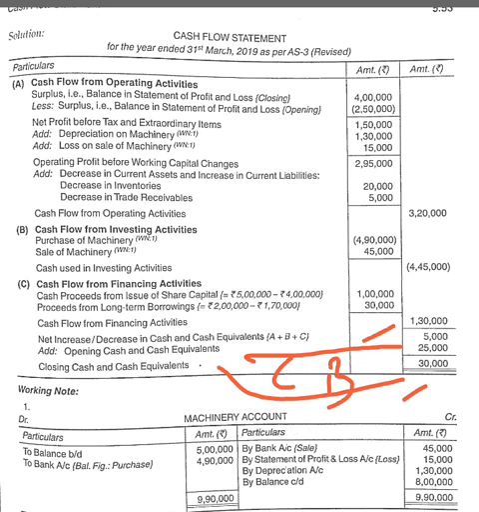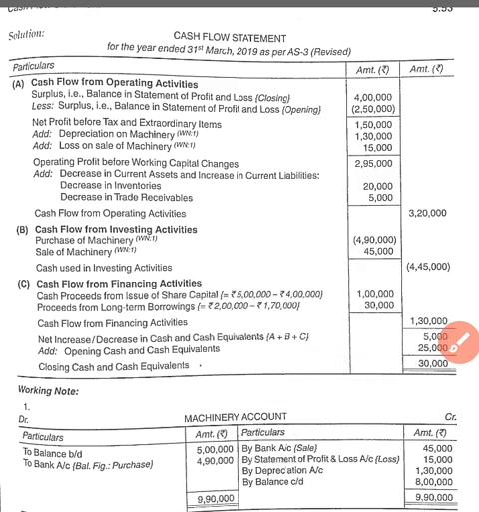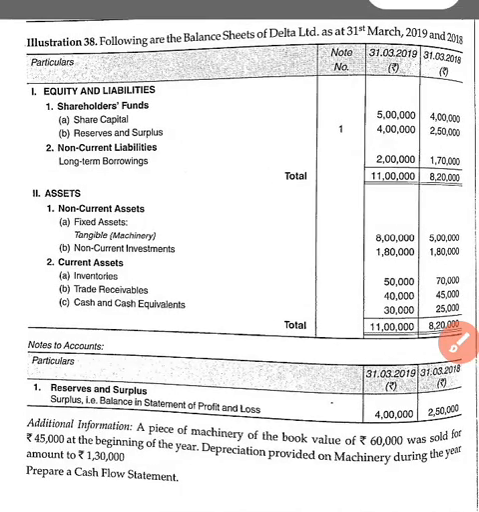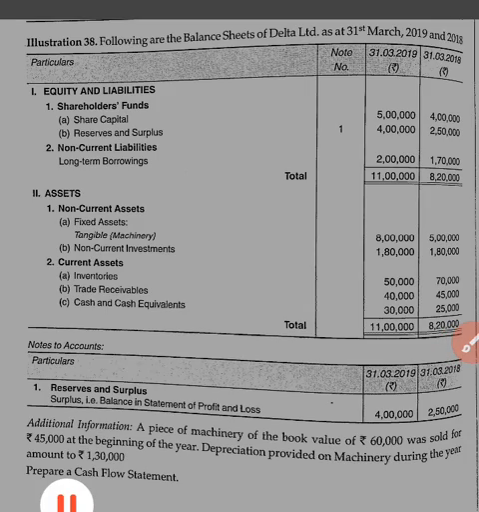Clear? I am repeating, you have to do the total of these three activities, and in the total you have to add the opening balance of cash and cash equivalent. When you add these two, you will get the closing balance of cash and cash equivalent. Means your answer should be equal to the closing balance of cash and cash equivalent. If the balance is not equal to the closing balance, then there is some mistake in your question. Clear? This is the way to do a full-fledged question of cash flow statement. Clear?